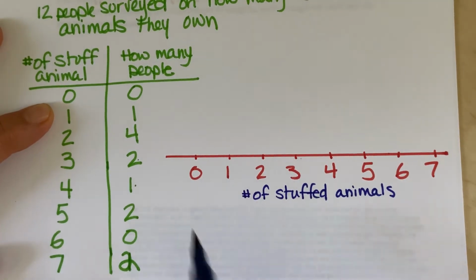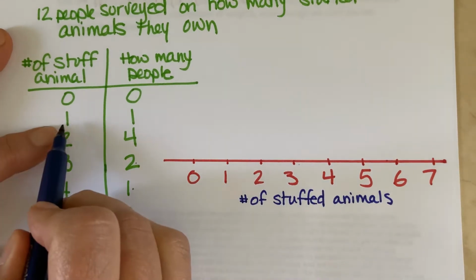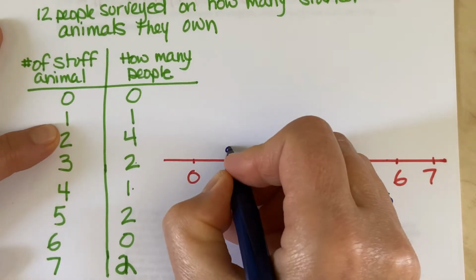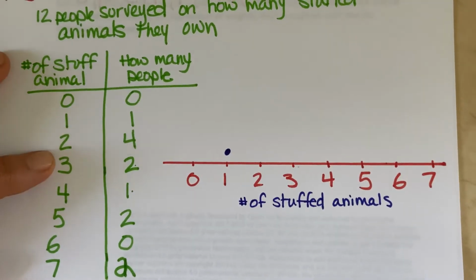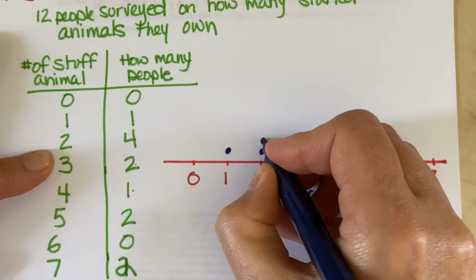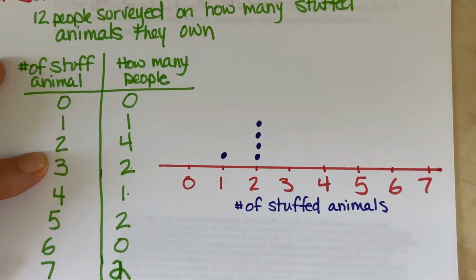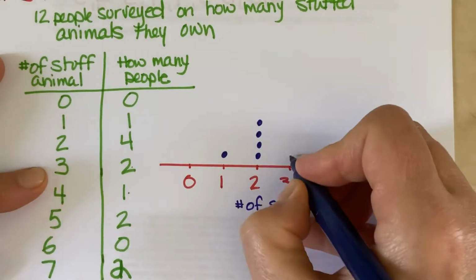And then I would put a dot above how many. So 0, I would put 0 dots. 1 stuffed animal, 1 person had only 1 stuffed animal. 2 stuffed animals, 4 people. So I would do it, it goes on top of it, just like that, okay? 2 people had 3 stuffed animals.